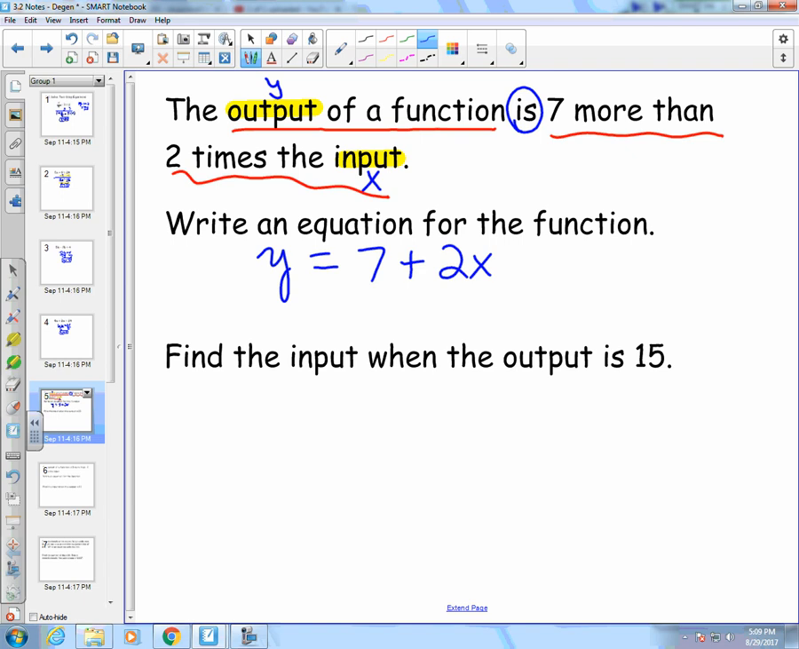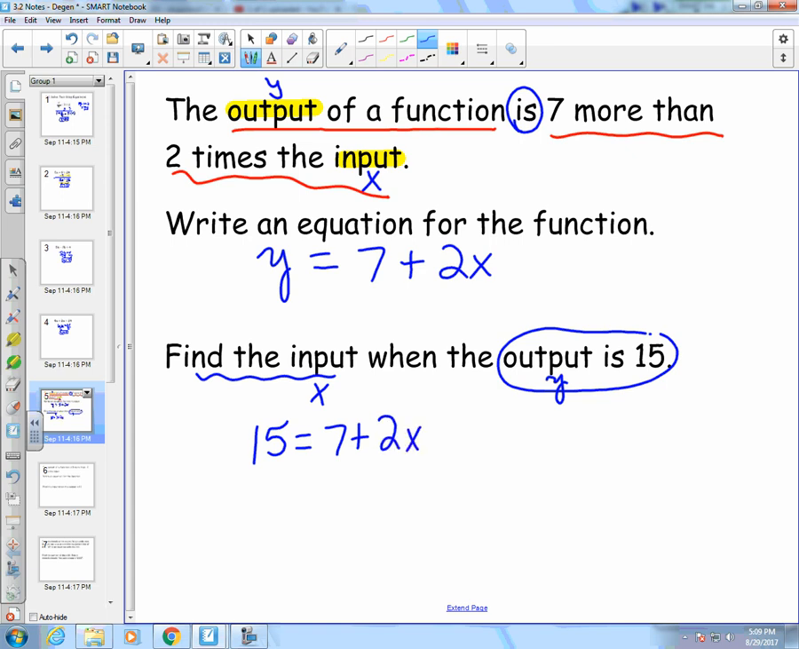This is a test question that I just gave you. You're going to have a problem like this on your test and in your homework. You're to write an equation for the function. That's y equals 7 plus 2x. That's one item that you have to have down. Then it says find the input when the output is 15. Well, that means find x when y is 15. So you're going to substitute a 15 in for the y and solve for the x.